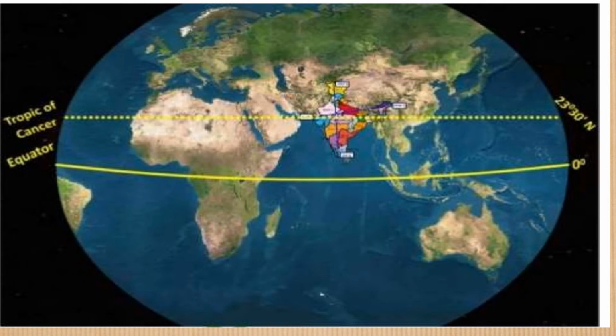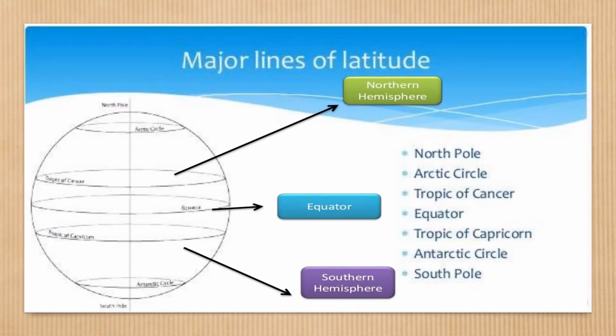Now, on this beautiful, colorful globe, we can see the equator, the 0-degree latitude marked in yellow, and the Tropic of Cancer marked at 23 degrees 30 minutes north of the equator. And the beautiful, colorful land located with the political boundaries of all the states is our India. This diagram reinforces all the major lines of latitude that we have learned.